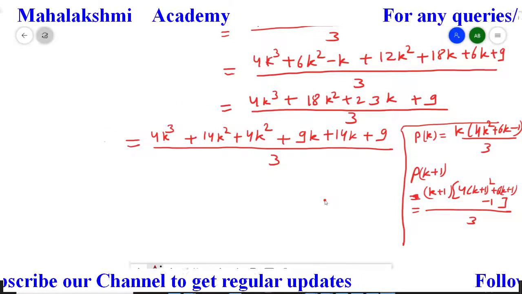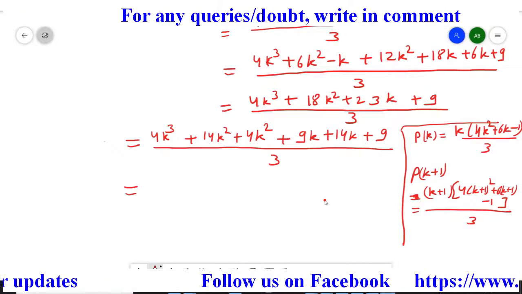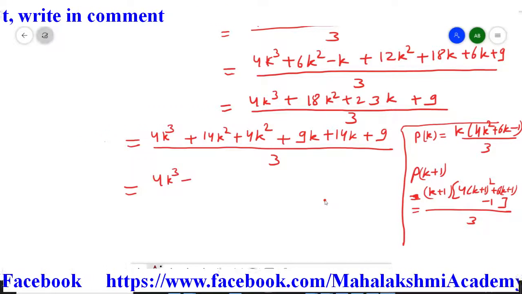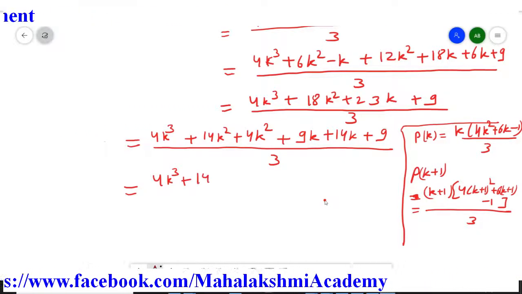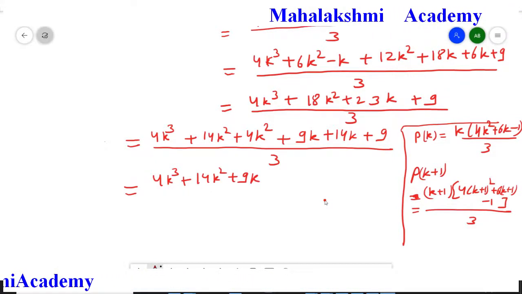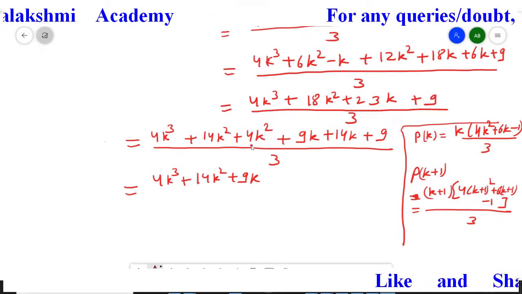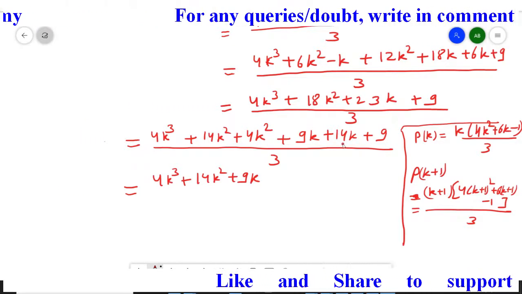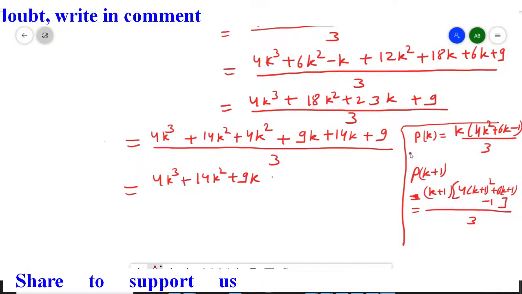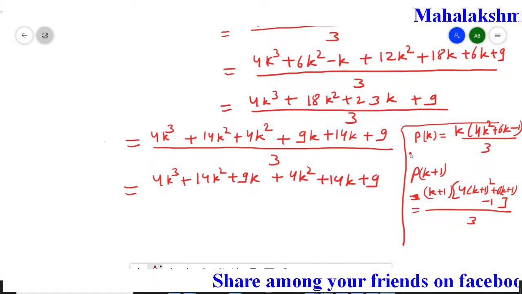Now in the next step we are going to make the pairs. So I am going to make the pair. So 4 and 14 is going to be our pair. So 4k cube plus 14k square plus 9k in the same group, that is 4 I wrote from here, 4k cube, 14k square and 9k in the same group, and then this again 4k square, 14k and 9 at back. So it's going to be like this, plus 4k square plus 14k and plus 9 at back.